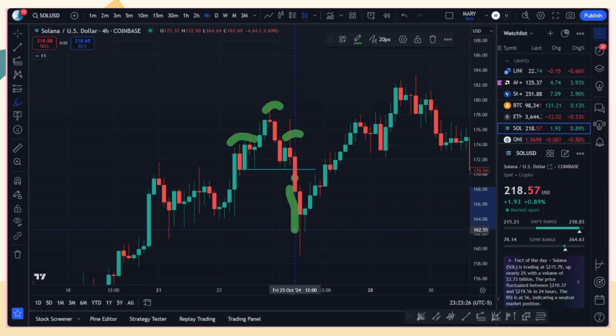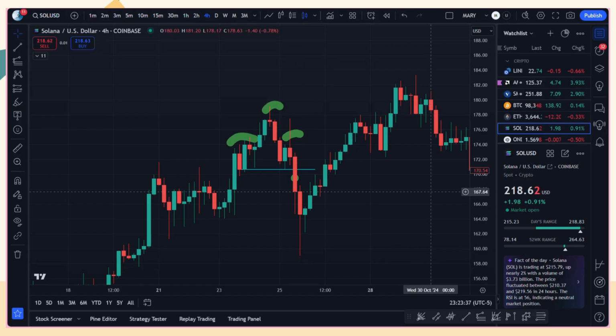And this momentum candle, this bearish candle, serves as confirmation that the pattern is actually confirmed and that we are heading to the downside. Always look at the shorter time frame to confirm the pattern.